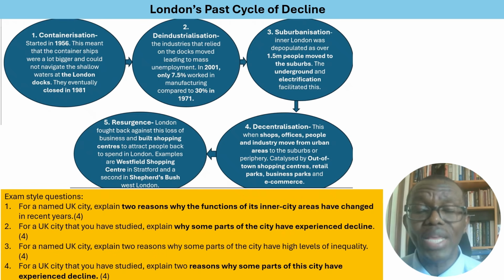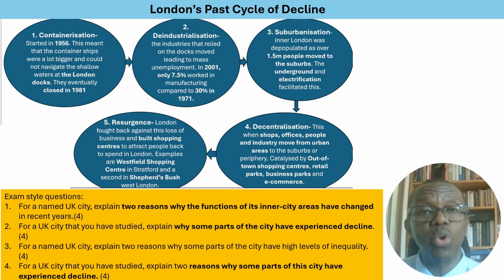And then the next one here is decentralization. As deindustrialization occurs and job losses occur, people do not have money to spend, which means that businesses and organizations that were once based in the inner city are likely to move away. And that is what we call decentralization, when shops, offices, people and industry move from urban areas to the suburbs or to the periphery.